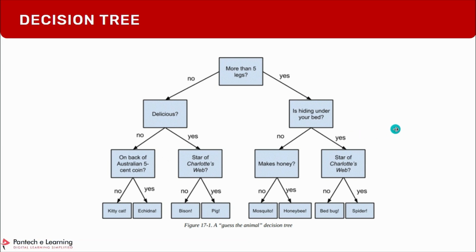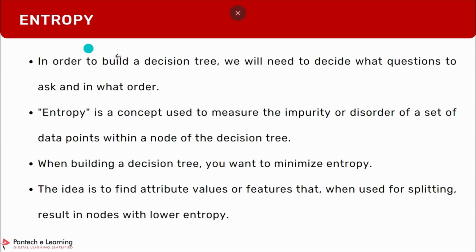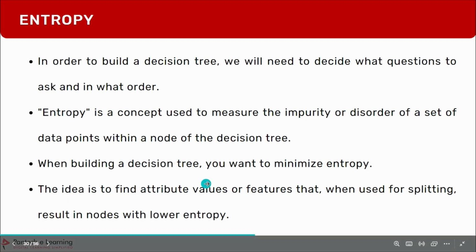So in such a place, we are using this calculation, which is entropy. It is a concept used to measure the impurity or disorder of a set of data points within a node of a decision tree. And when building a decision tree, you want to minimize this entropy value. I'll tell you how entropy is calculated. If your entropy value is less, then actually it means that it's a good fit. So the idea is to find attribute values or features that when used for splitting result in nodes with lower entropy.